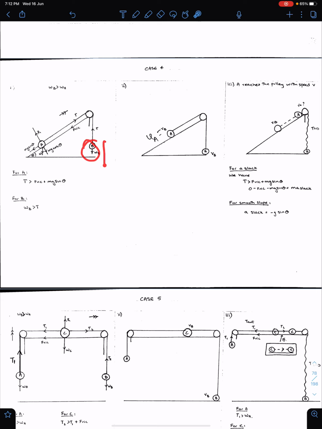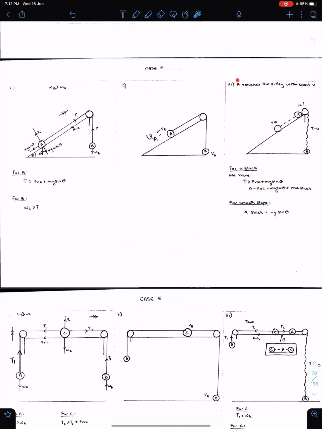Since B is moving vertically downwards, therefore the weight of B is greater than tension. And since A is moving up the slope, therefore tension must be greater than mg sin theta plus friction. When the string becomes slack, then again you need to use this inequality. So tension will be 0, minus friction minus mg sin theta, that is A slack. And for a smooth slope, A slack must be minus g sin theta because friction must be 0.